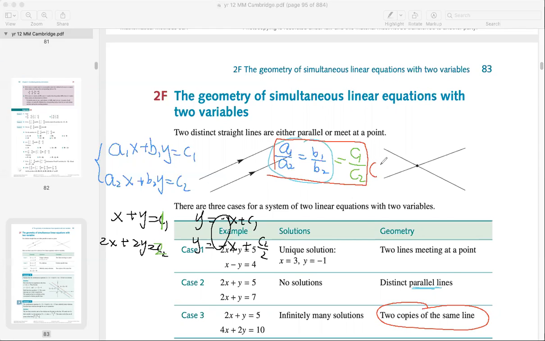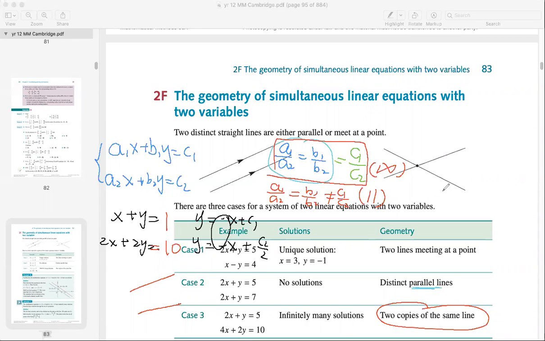Right? And again, if my A1 over A2 equals my B1 over B2, but does not equal C1 over C2, what is that supposed to tell us? For example, x plus y equals 1, and 2x plus 2y equals 10. Then you will realize they are parallel, right? Which means there is zero intersection with each other. So distinct parallel lines, no solutions if we combine these two lines, okay?